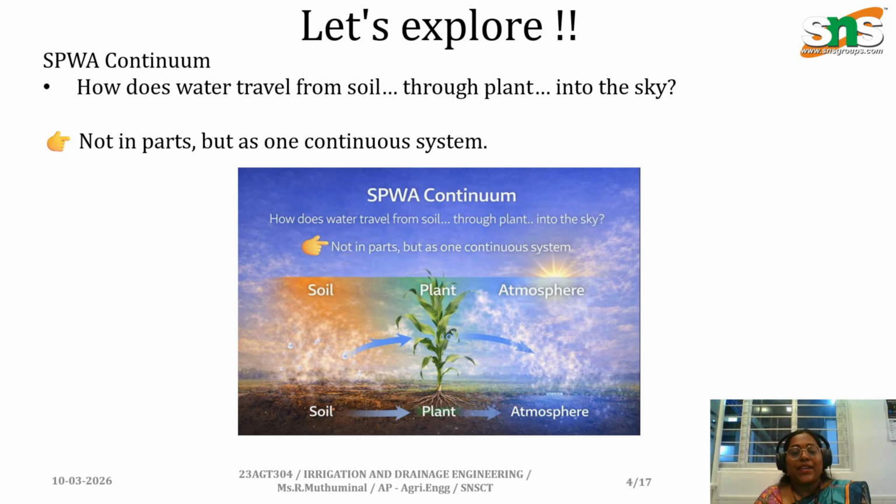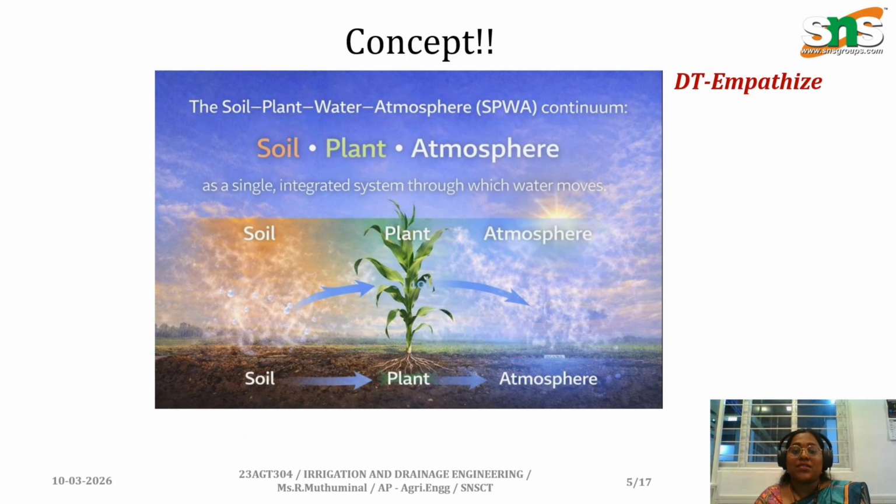The SWPA continuum explains how water travels from soil through the plant into the atmosphere. So that means it is not in parts but one continuous system. The main concept involved under this continuum is the continuous movement of water from soil to the plant to the atmosphere. Water does not move in separate stages. Instead, it moves as a single connected system.